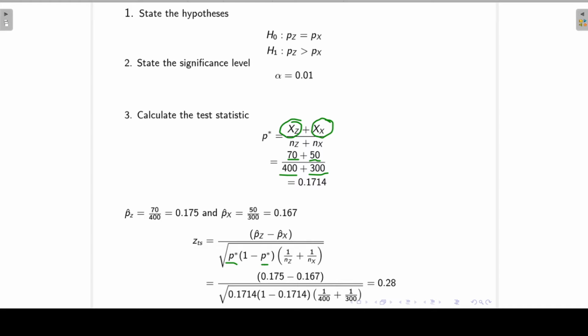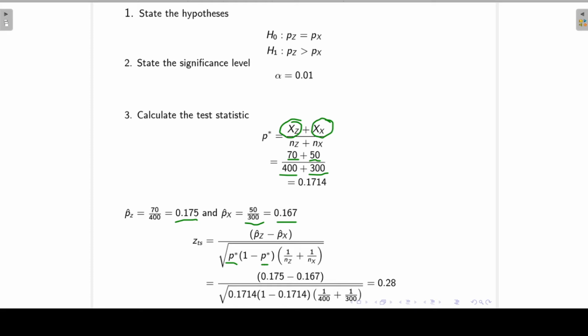Then we also need the sample proportion for supplier Z. That would be the number of defectives from the supplier, which was 70, over the total number, which was 400. And that will give us 0.175. And then the sample proportion for supplier X would be the number of defectives, 50, over the sample size of 300, to give us a sample proportion of 0.167. Now we have everything we need, and we can proceed and substitute it into the test statistic formula.